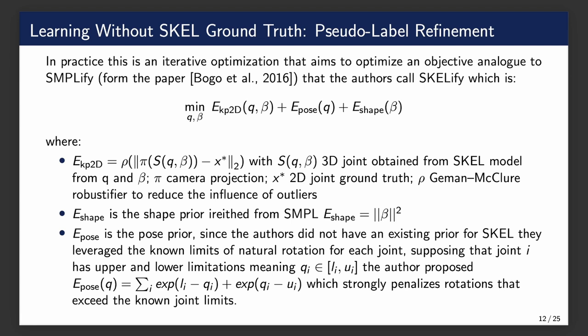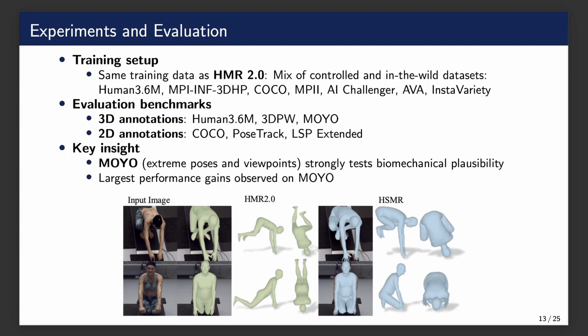Let's look at the experiments and results presented by the paper. First of all, let's introduce the training setup. The HSMR model was trained on the same dataset of one of the, at the time, SOTA models, HMR 2.0, and tested on several benchmarks that have either 3D or 2D annotations. Of these benchmarks, the most important is the MOYO dataset. This dataset is comprised of challenging yoga poses, which are best suited to see the real gain of a biomechanically accurate approach. Before delving into the results though, I want to briefly go over the evaluation metrics used.